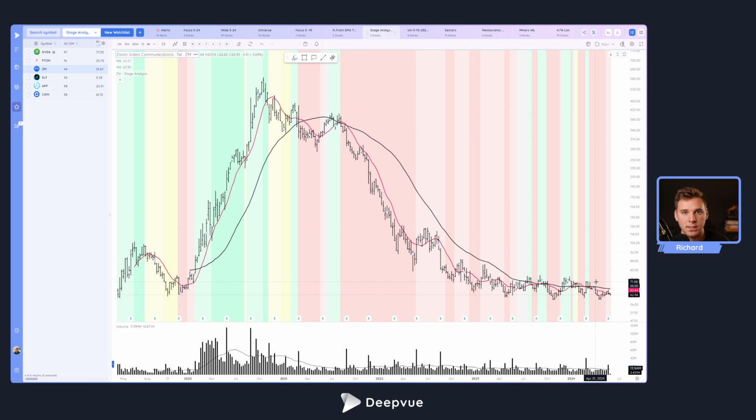And Stan Weinstein mentions that many, many times as a key focus of his book, that he's looking for leading stocks in leading groups and sectors. So that's a very important thing to remember.